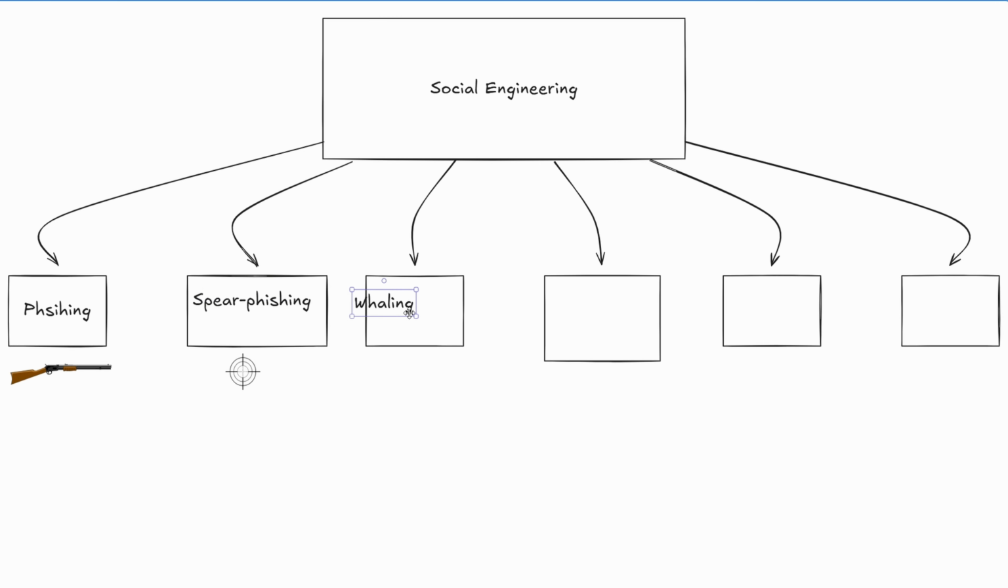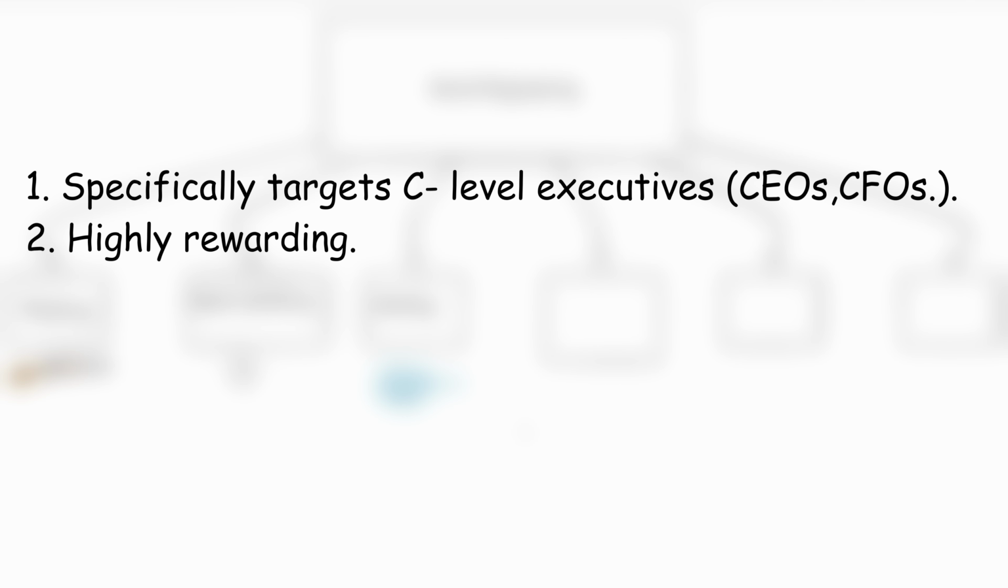Then we have whaling. This is a form of spear phishing, but it specifically targets the absolute top of the food chain: CEOs, CFOs, and board members. The potential payout is massive. Whaling specifically targets C-level executives or uses their authority to force lower-level employees to bypass security protocols out of fear or urgency.